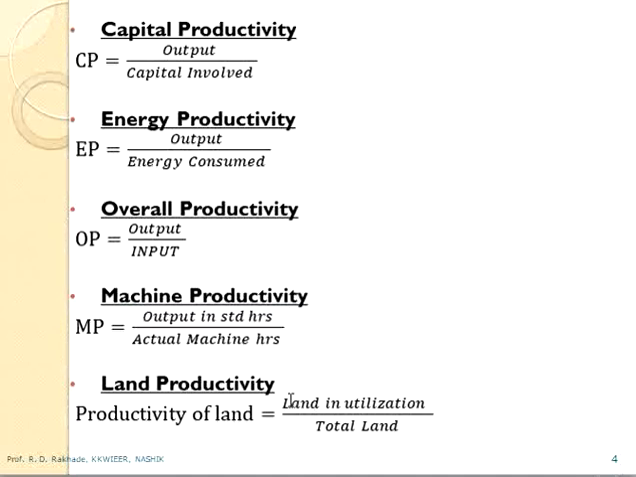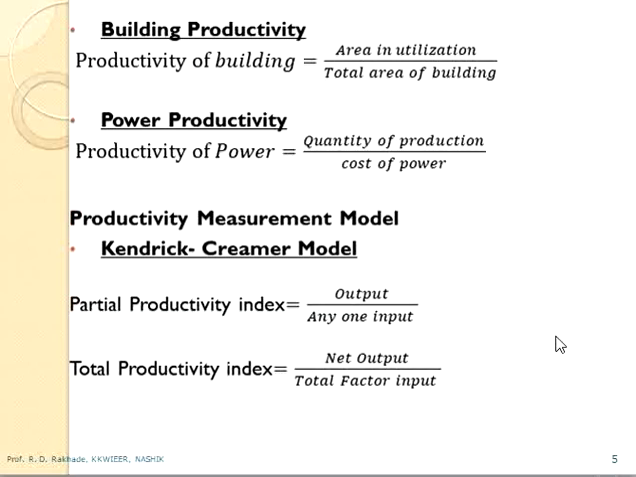Next, land productivity. It is the ratio of land in utilization to the total land available with us. Same as building productivity. Again, it is a ratio of area in utilization for working to the total area available of the building. Then power productivity: the ratio of quantity of production in terms of units or number, to the cost of power.